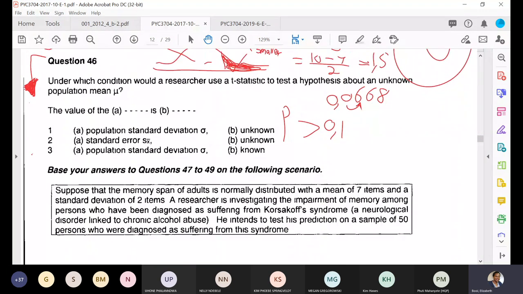So question 46. Under which condition would a researcher use a t-test? And I think we did do this, remember that? Under which conditions will a researcher use a t-test for hypothesis testing about an unknown population mean? Number one: the value of the population standard deviation should be unknown. This one says the standard error, which is not correct. This one says it should be known, which is incorrect as well.